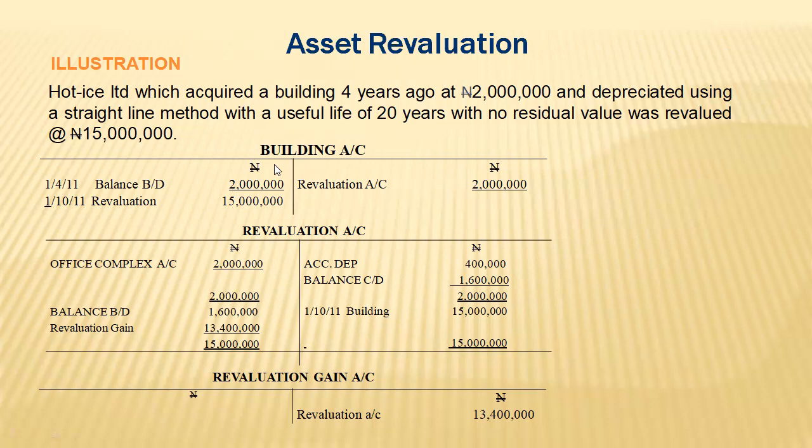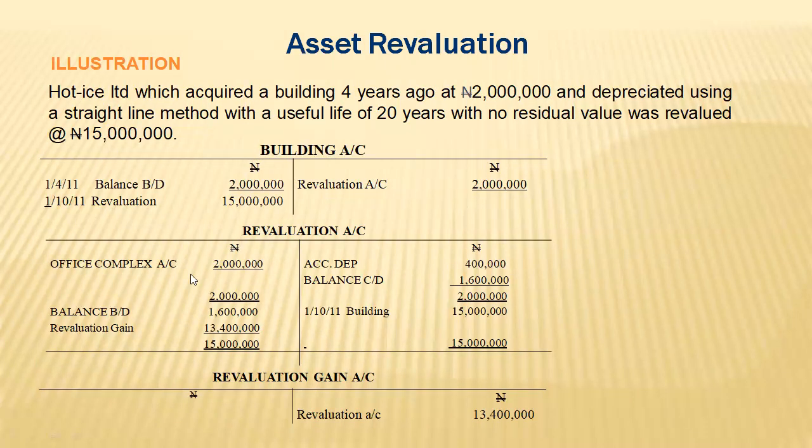Now, this is the asset account, which is the building account. The asset would remain in the building account as 2 million. What is the first step we need to do? We need to transfer the asset away from the asset account. How do we do it? We transfer this to the revaluation account. So 2 million goes to the revaluation account.